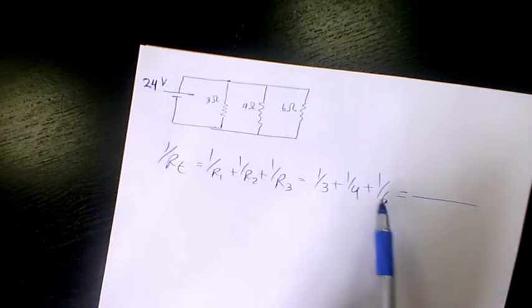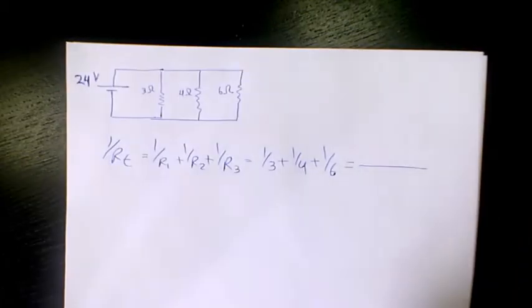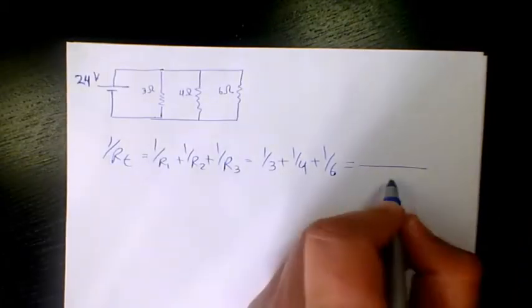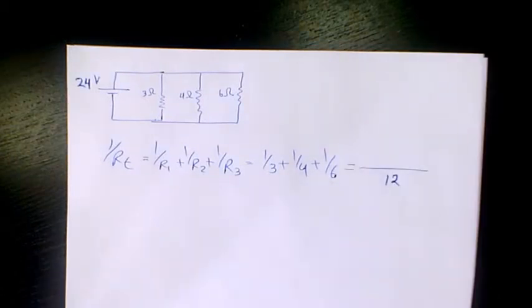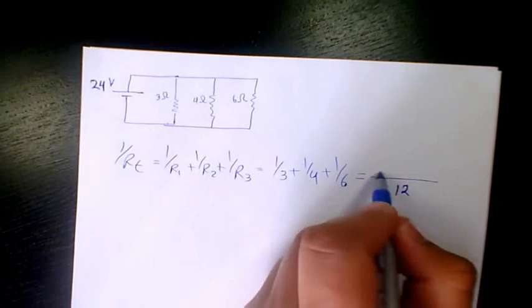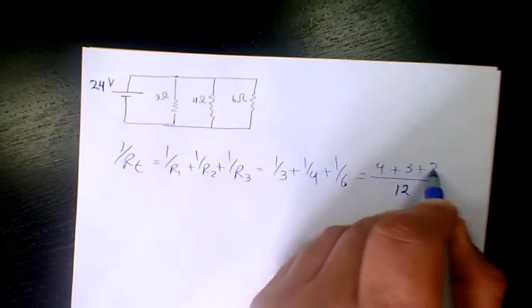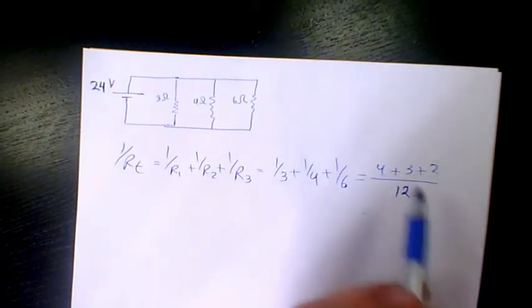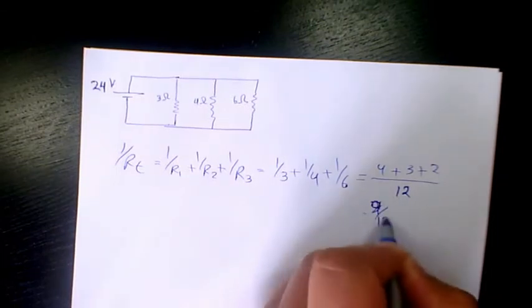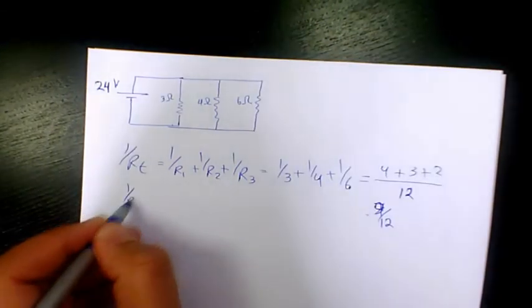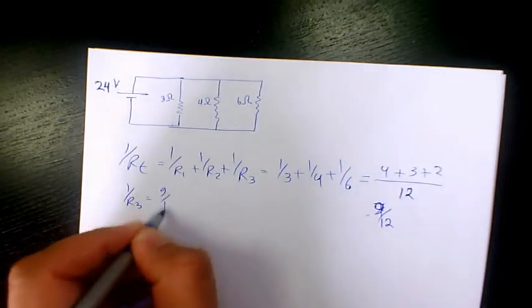So when you add them, you need to find out the common denominator of 6, 4, and 3. That's going to be 12. So we're going to have 4 plus 3 plus 2. 4 plus 3, 7. 7 plus 2, 9. 9 over 12. So 1 over RT is going to be 9 over 12.